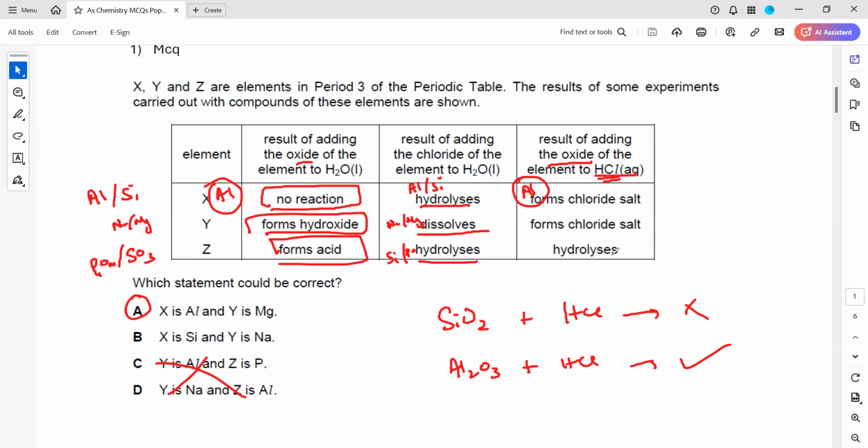Still, forming chloride can happen for both sodium and magnesium oxide. If I have sodium oxide and react it with hydrochloric acid, or magnesium oxide and react it with hydrochloric acid, this will give the same result. It will not make a difference. Is it clear?